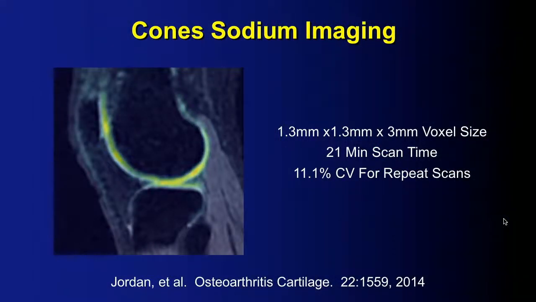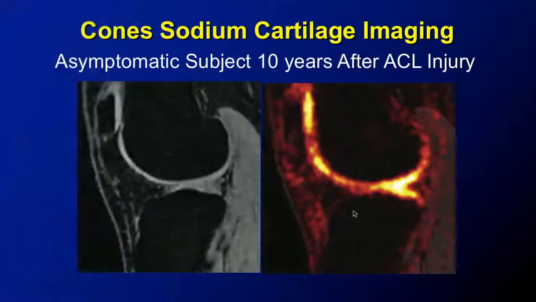Sodium imaging is something that benefits greatly from 3D imaging and is still an enormous problem in terms of a very long scan time. So we're going to be looking at the last techniques I'm going to talk about to speed this up. Sodium is a way that we can get at the proteoglycan content of the articular cartilage. This is a patient 10 years after an ACL injury. This was a study done at 3T. Trochlear cartilage looks normal on the anatomic scan, but we get decreased sodium concentration on the sodium scan.